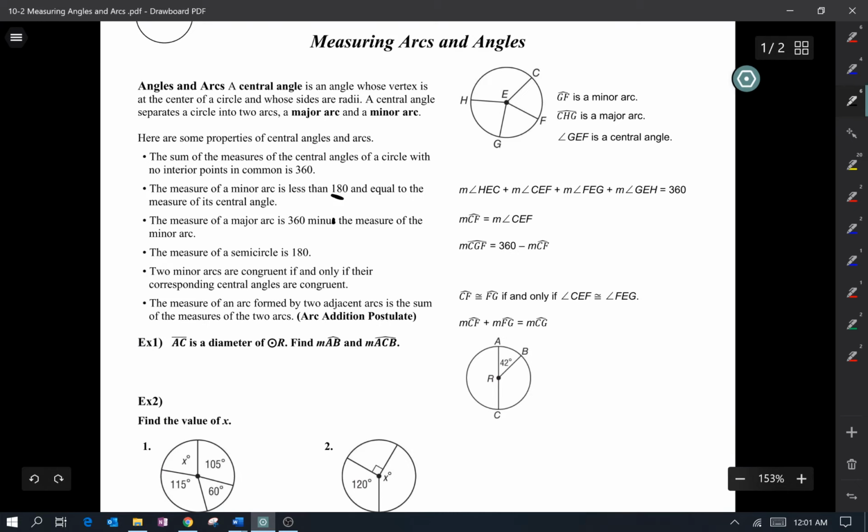All right, so another one. This one right here is kind of interesting. Let's put a star on that one. If this angle is 40 degrees and this angle is 40 degrees, right? If their central angles are equal, then their arcs are equal. And the same thing is true for the other way around. If their arcs are equal, then their central angles are equal. Okay?